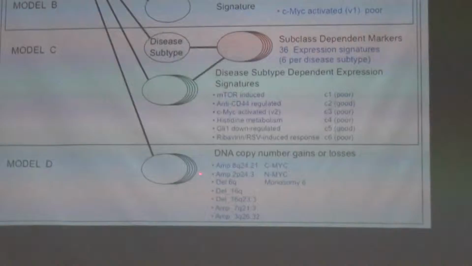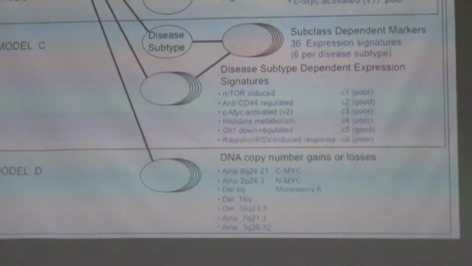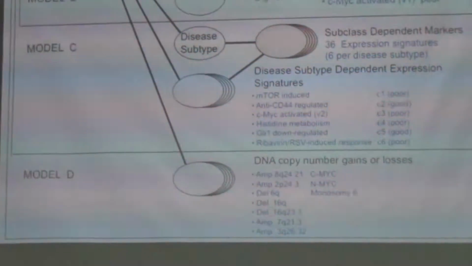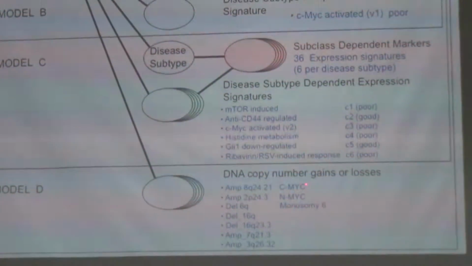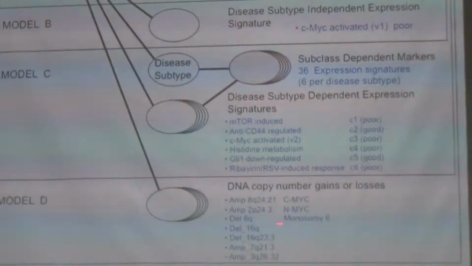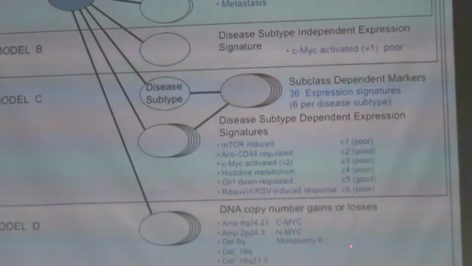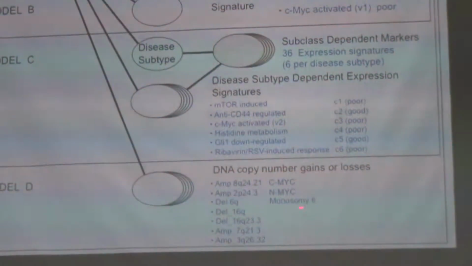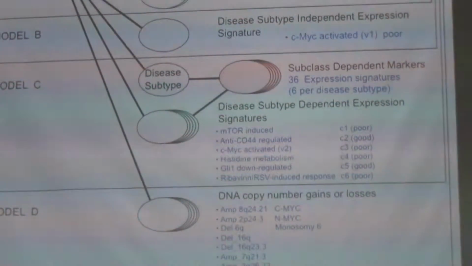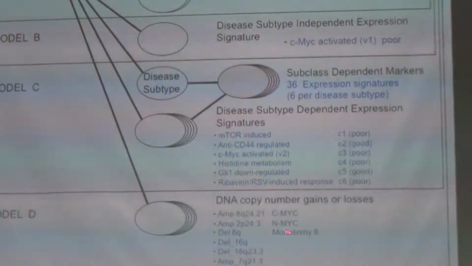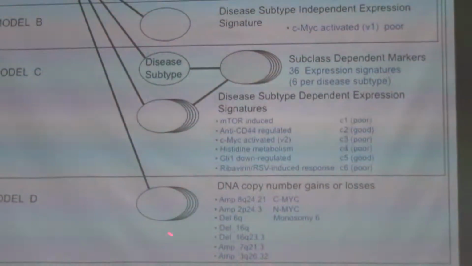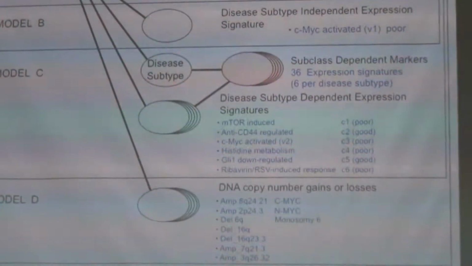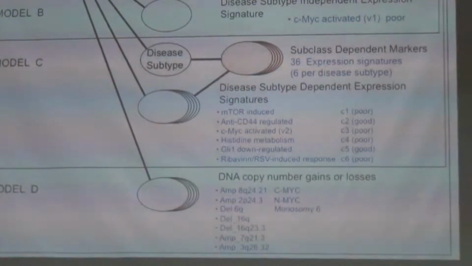And then finally, in model D, we take all of these things and we add something about copy number gains and losses, right? So that's the copy number, remember, is the number of copies of a particular gene in the cancer cells. And here again, you see that CMYC coming up and NMYC, and then a deletion of chromosome 6, the Q arm of chromosome 6, and here's some other ones. So these three, the ones with the red dot, come from the literature. These four were trained on the data. So it's a combination of the two things.